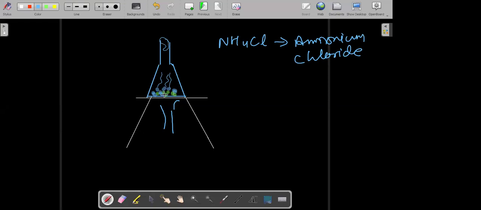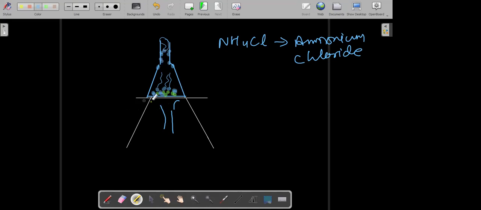Since the bottom part of this is heated, it's hot, and the top part is cool. So when ammonium chloride comes in contact with the neck of the flask, the neck being cooler, the particles of the ammonium chloride stick to the surface of this conical flask. They stick over here and do not move out of the surface.